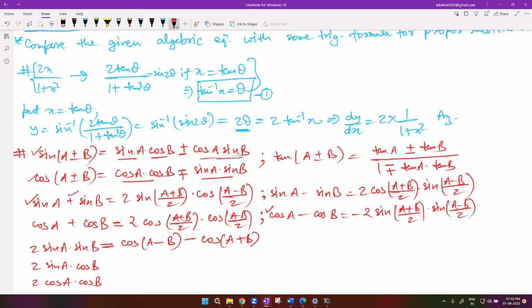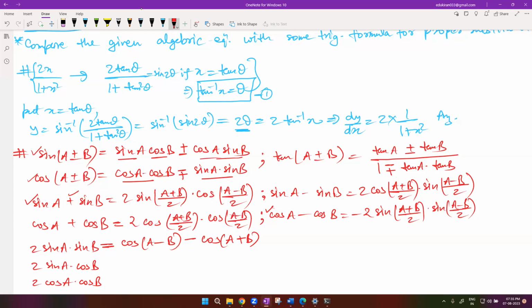Cos of A minus B minus cos of A plus B. These formulae, by the way, are interconnected. One of the short methods to remember them is if you know how to create them in the first place. How did these formulae occur? How can we form these formulae?